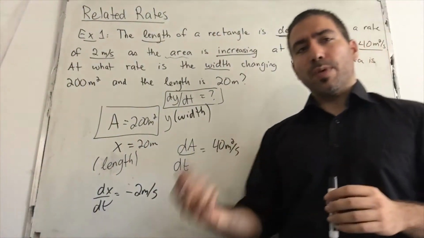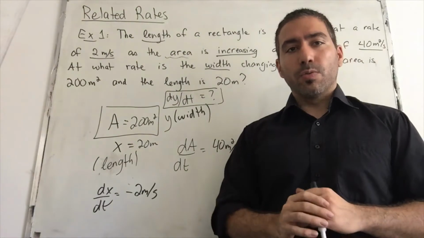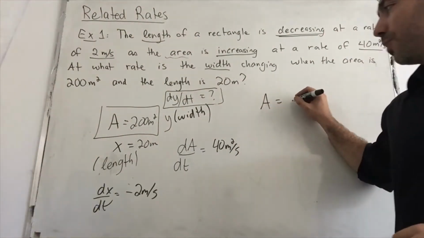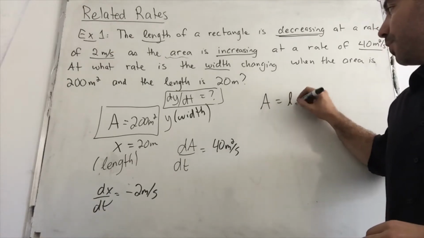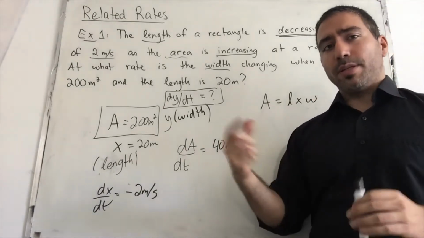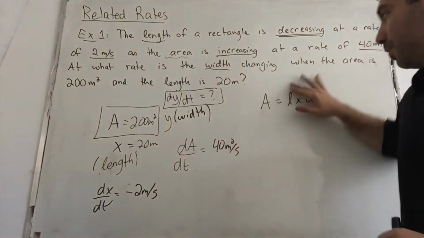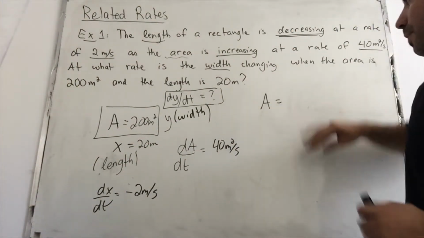Okay, so we're dealing with rectangles and areas. So right away, go write down your formula. The formula for the area of a rectangle is area equals length times width. But instead of using L and W, be careful, you don't want to introduce extra parameters. My length is x, my width is y. I'm going to use A equals x times y.